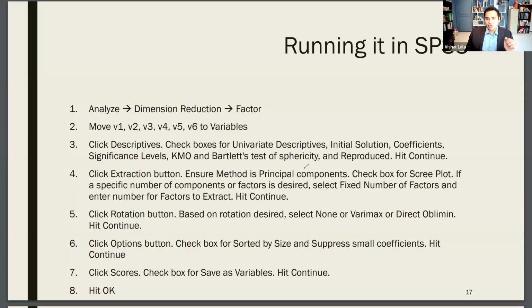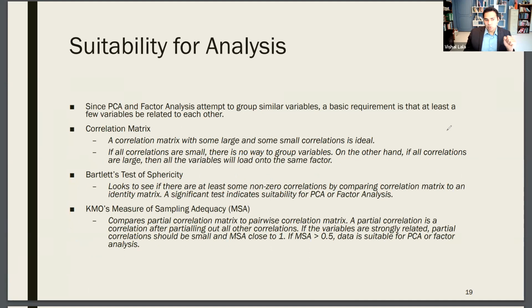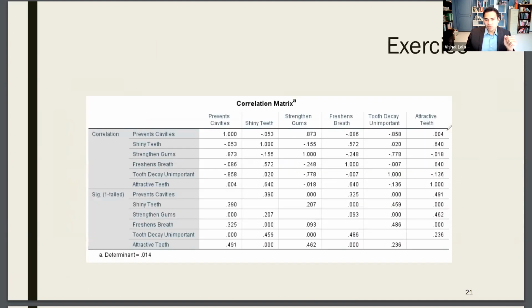Let's review the slide to, again, get a sense of what these three requirements are. So suitability is assessed based on correlations, Bartlett's test, and measure of sampling adequacy. Now let's review each one of these one by one. The correlation matrix, this is what you saw in the SPSS output.